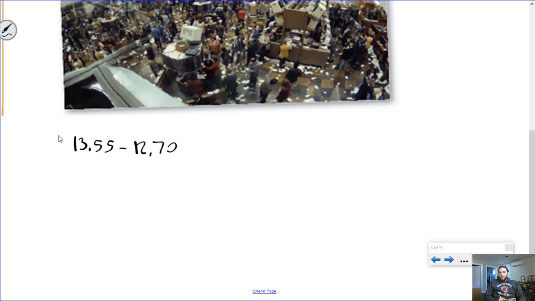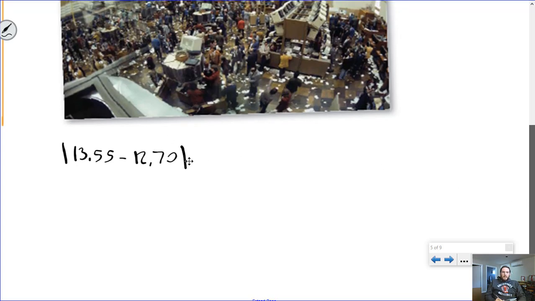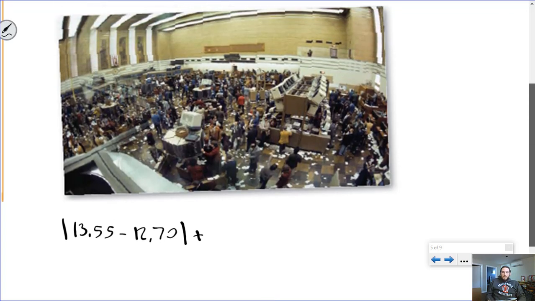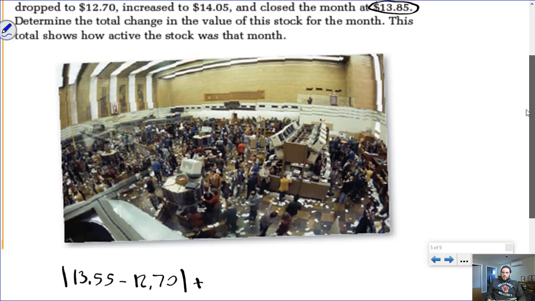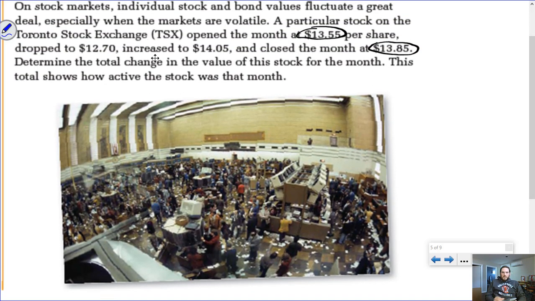Since we don't care about whether it went up or down, all we care about is how volatile the stock is. What we want to look at is the magnitude of that change. We don't necessarily care if it dropped by that many cents or went up by that many cents. What we care about is the fact that it changed at all. So we're going to take a look at the absolute value of that. Then we want to do the same thing for the next price change, and so on until we have the total change in the stock's worth. So our next numbers here are 12.70 and 14.05.